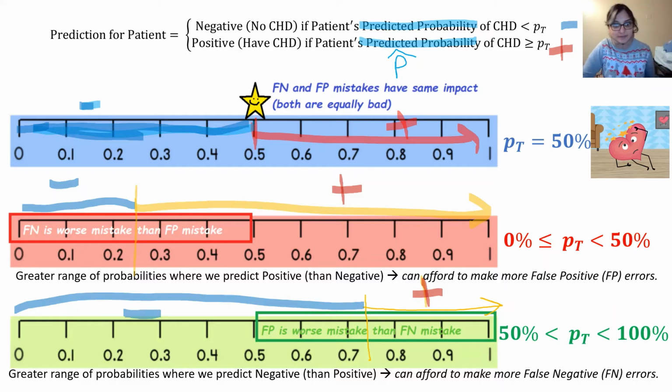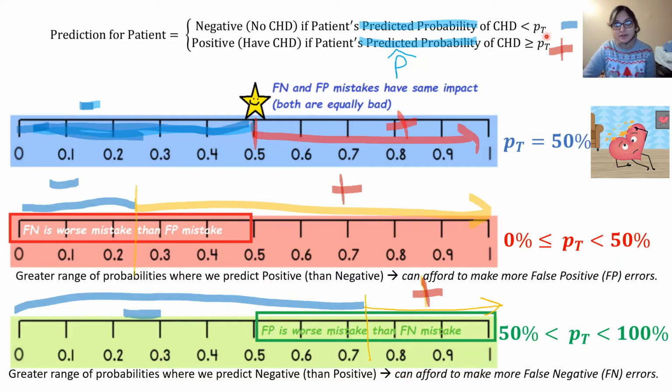So what we see here is, if we increase this threshold, everything else being the same, we have less scope for having positive predictions. So we will not be making positive predictions as much, because we have a greater range of probabilities where we predict negative over positive. Why we're doing this is because for us, having a false negative is not as bad as having a false positive. A false positive is a far worse mistake in this situation.